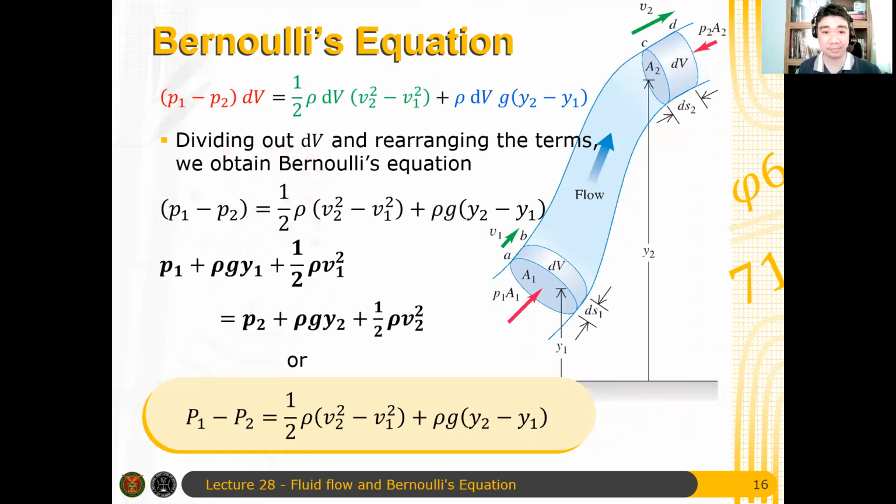Malinaw? Clear ba to? Yes, sir. Sir, paano kakabisaduhin yan? Actually, mas gusto ko tong form na to. I like this form better kasi mas madali ko siyang maisip. Pwede mo kasing isipin na ang Bernoulli's equation ay conservation of energy per volume. So for example, this is potential energy, right? This is the potential energy per volume. Kaya may density ka dyan. Mass per volume is density. Similar to this is also kinetic energy at 1. So kinetic energy per volume, density yan.